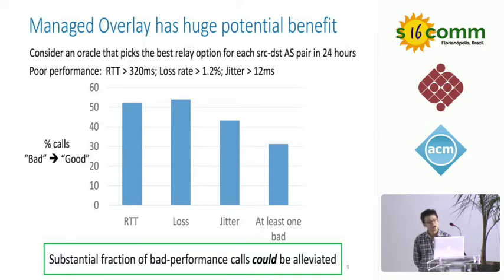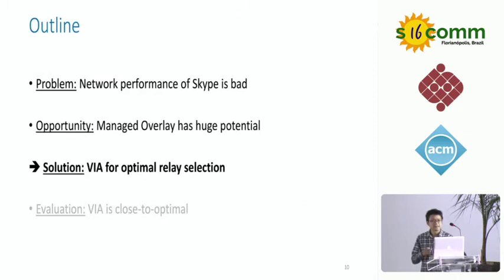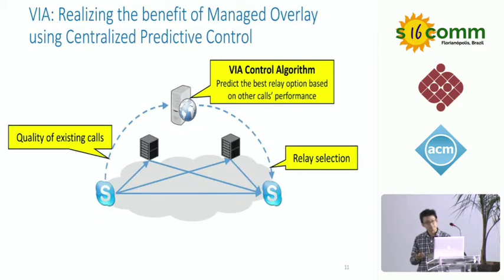So the question is how to practically pick the best relay option for each call. In other words, we need a control system for managed overlay to dynamically pick the best relay option for each call. Our solution for this control system is called VIA. VIA is a logically centralized control plane. It receives performance measurements from existing calls and then uses this measurement data to predict the best relay option for future ones, and you have this feedback loop.